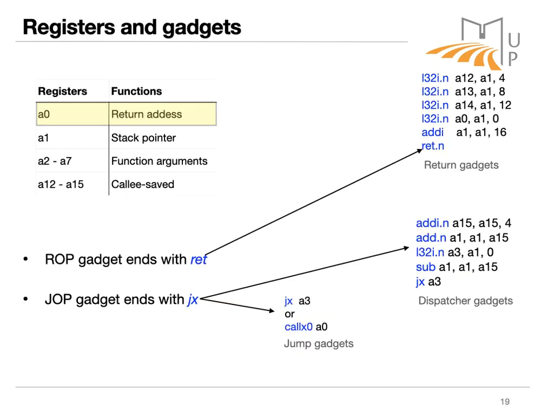So here are some important registers in Xtensa. The register A0 stores the return address, A1 is the stack pointer, and function arguments are stored in registers A2 to A7. But if a function has more than 6 arguments, the remaining arguments are usually saved onto the stack. Callee arguments are usually saved in registers A12 to A15. A ROP gadget in Xtensa ends with a ret instruction, while a JOP gadget ends with a JX instruction.